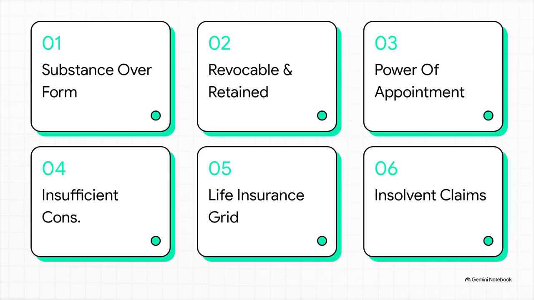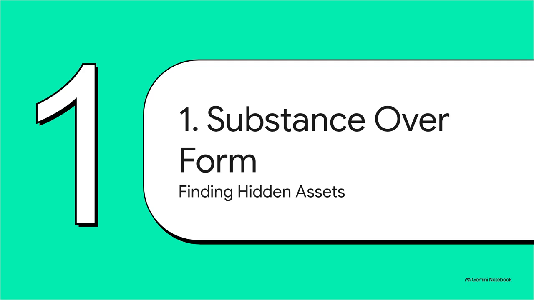We're hitting the substance over form rule, revocable and retained rights, power of appointment battles, insufficient consideration math, the life insurance taxability grid, and finally, insolvent claims with a quick bullet review. Building these mental folders in your brain right now is going to absolutely guarantee that 3-year retention span for the board exams. Section 1. The substance over form rule, finding the hidden assets.